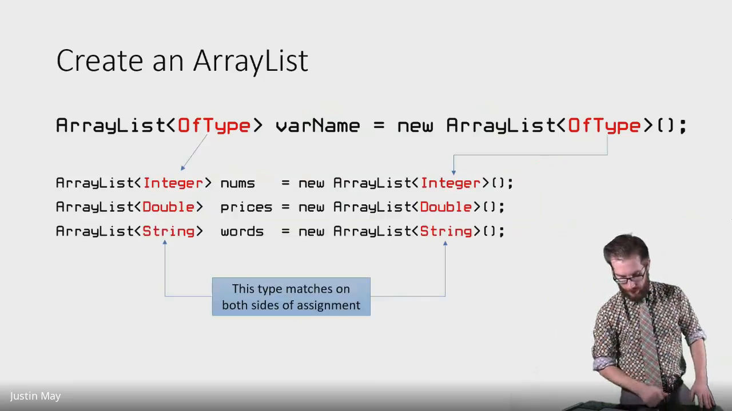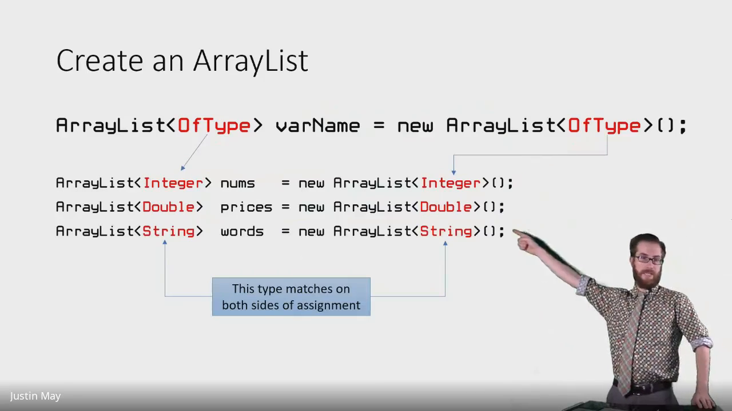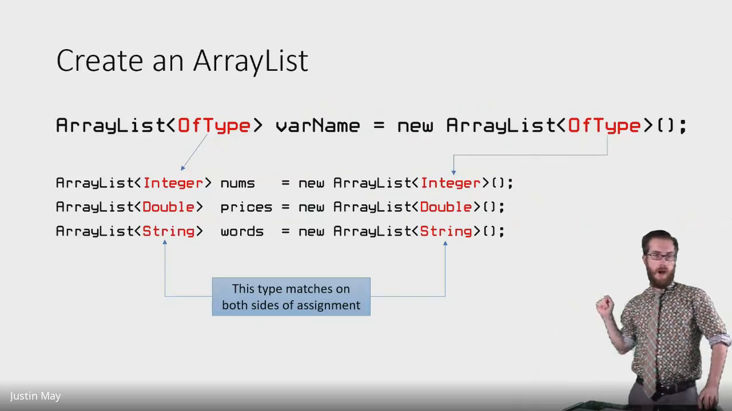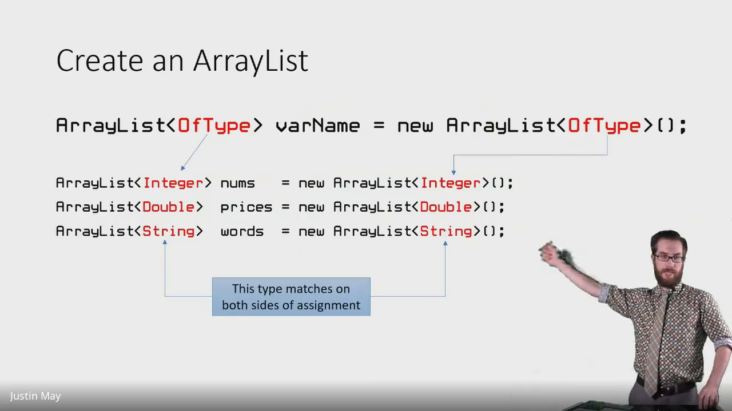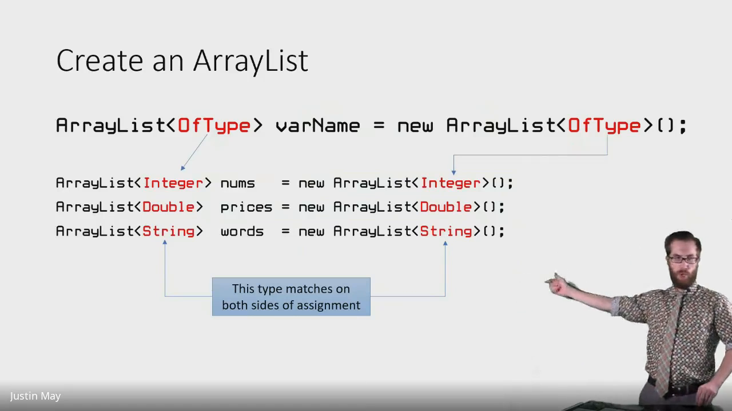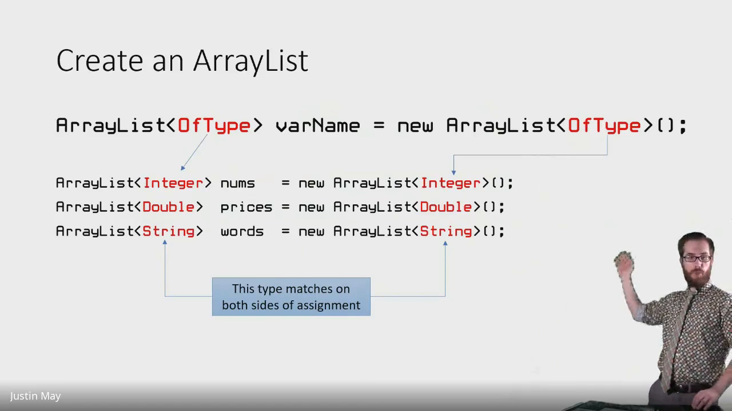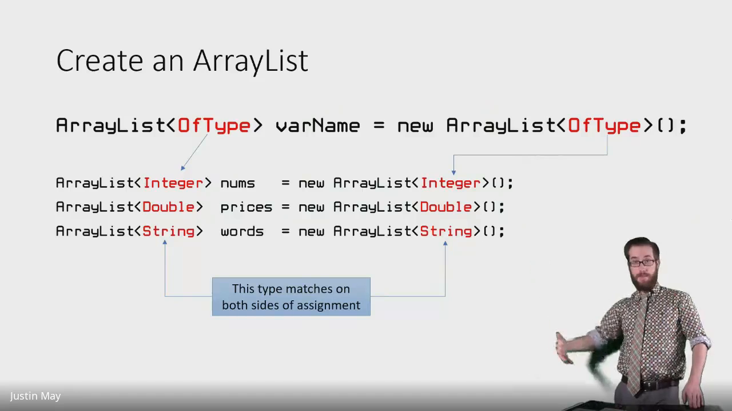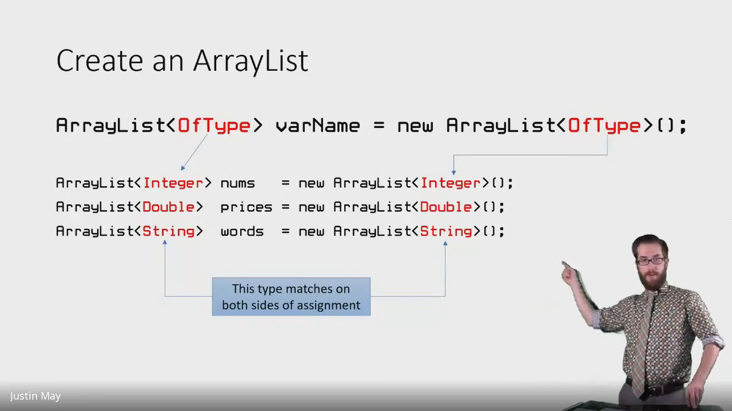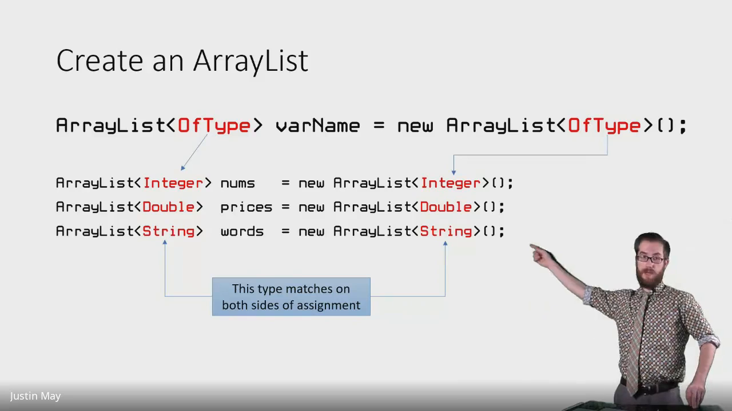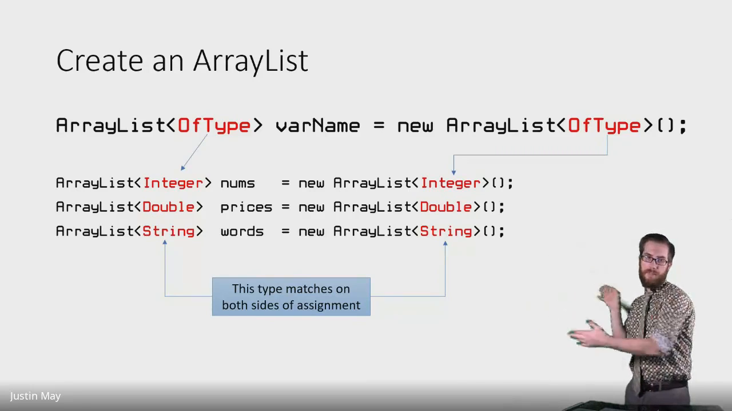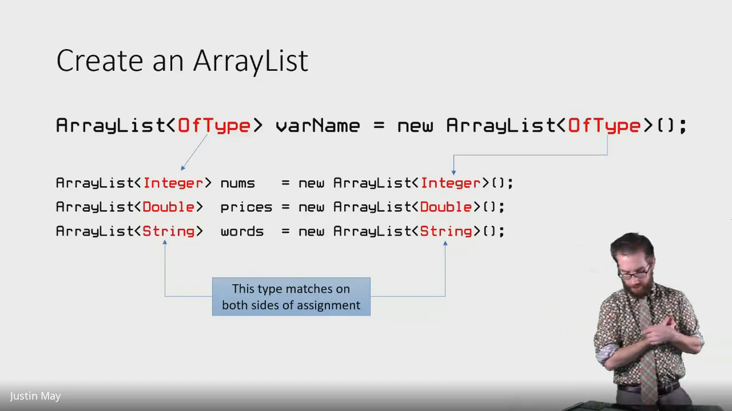So here's some examples. An array list of integers, I called it nums, equals new ArrayList Integer. ArrayList of doubles, I called it prices, is equal to new ArrayList Double. ArrayList of strings, called words, is equal to new ArrayList of String. So what's going in these angle brackets is a type. And notice it's on both sides. When you declare the variable, you have the angle brackets. And when you create the new instance of the object, you have the brackets. And the value inside those brackets will be the same on the left and the right side of that equal sign.